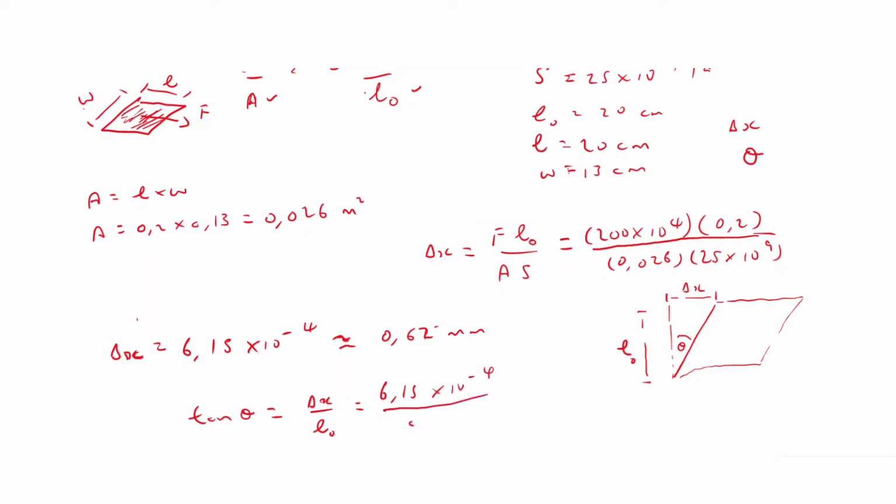And then change this into meters as well. And then you can get your theta. Basically, you just say the arctan, right? So you just say shift and then tan on your calculator. Okay, so basically it is 0.2 degrees, roughly 0.2 degrees.